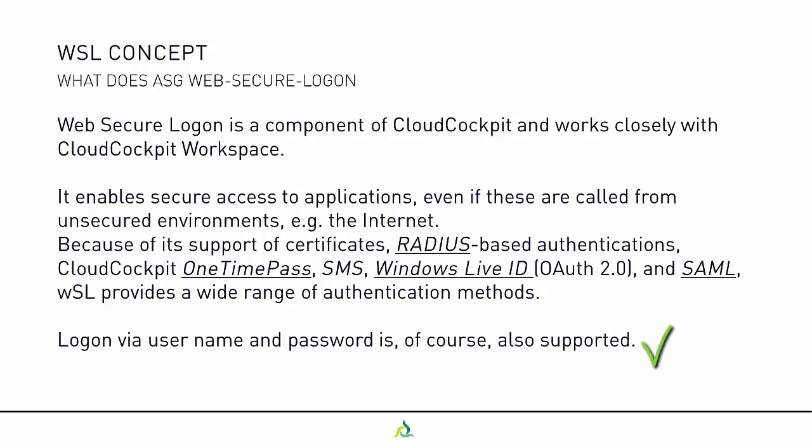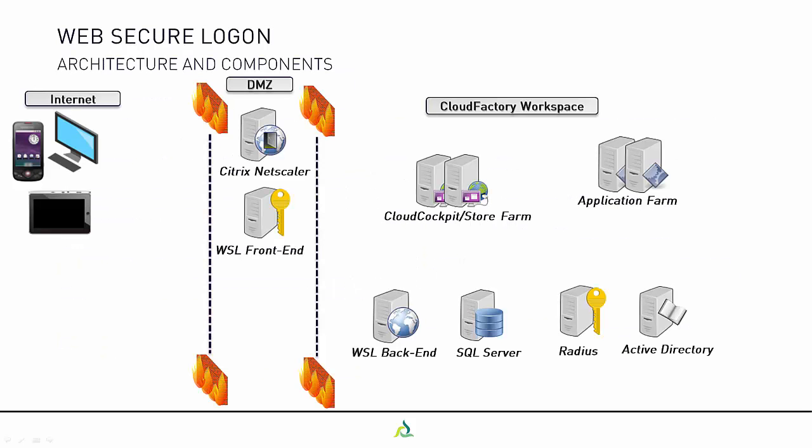The logon via username and password, of course, can also be done via regular login ID. But if you want to increase the security, WEB-SECURE-LOGON is a good way to do that. And the architecture is done in 3 different layers: the internet layer, the DMZ layer, and the Cloud Factory layer, where we have Cockpit, the application farm, the WSL backend, the SQL server, Radius, and the Active Directory.